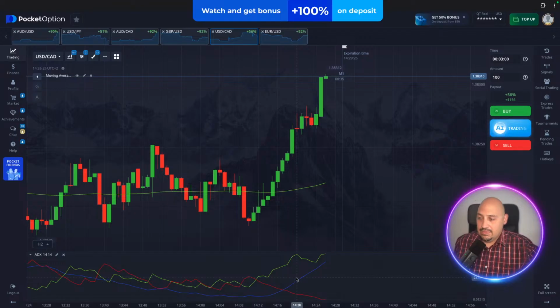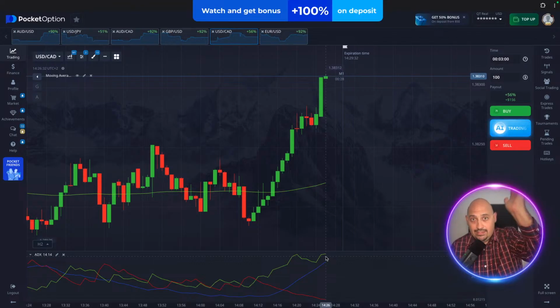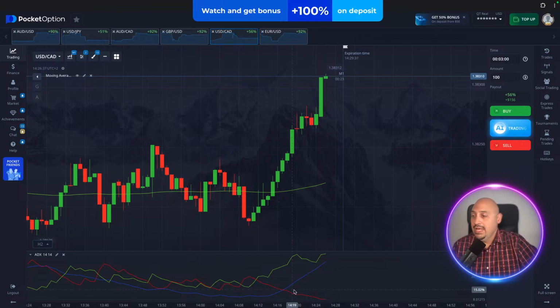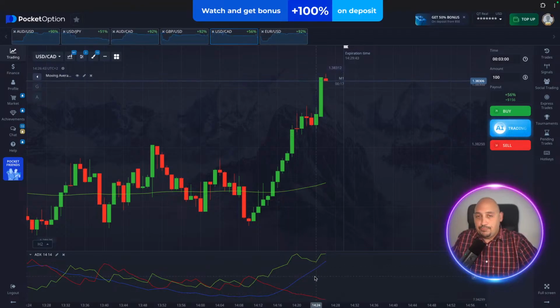And at the same time, I can see that the plus DI is to the upside, which is basically telling me that the trend is to the upside. That's another good signal. And of course, the bears are getting squashed like bugs, I would like to say. And the more this expands, it's telling me that the trend is going to continue to the upside.